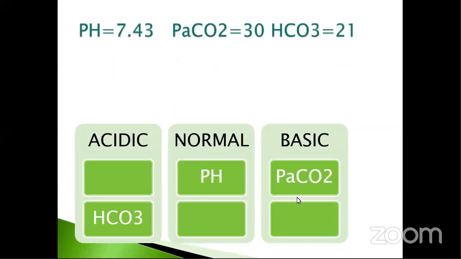So let us try this ABG with pH 7.43, PaCO2 of 30, and bicarbonate of 21. So pH is normal, PaCO2 is low, so we place it under the basic box, and bicarbonate we place under the acidic box. So we have normal pH and abnormal PaCO2 and abnormal bicarbonate. So it's a compensated disorder, as you can see here, because of normal pH and both of the other readings abnormal.